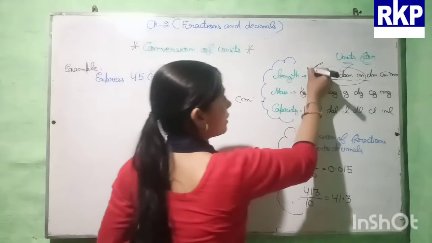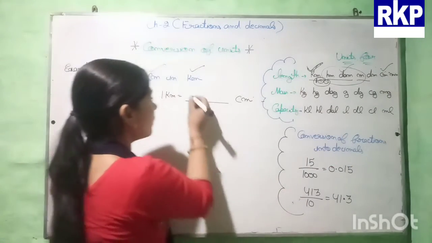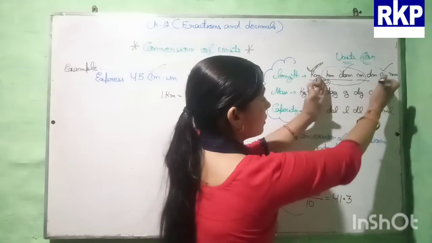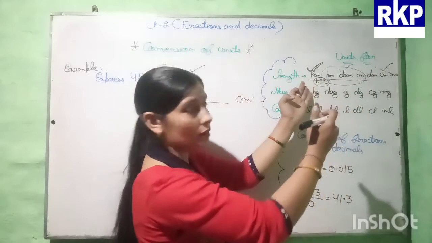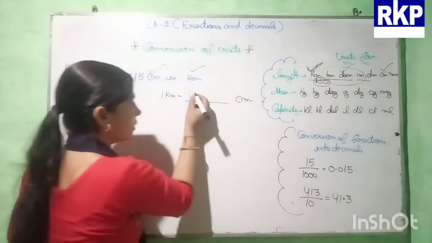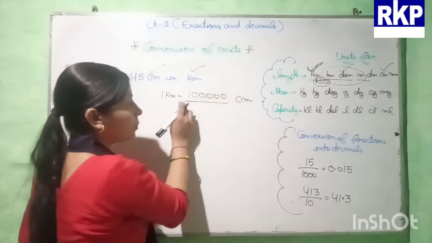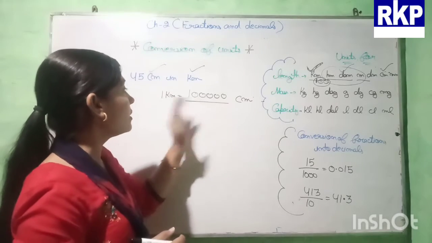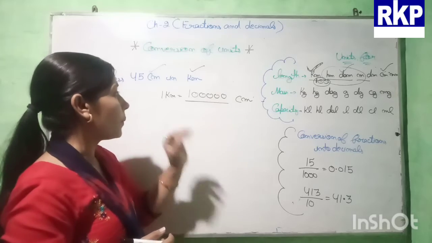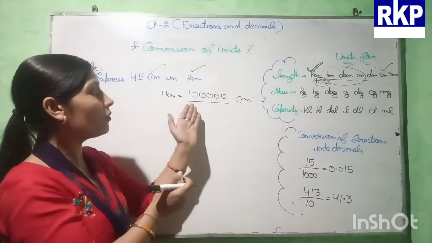Kilometer is here and centimeter is here. For kilometer we will write 1, and here we have to count the number of units after kilometer till centimeter. So 1 2 3 4 5 units are there. So here we will write 5 zeros after 1. So it means 1 kilometer is equal to 1 lakh centimeter. If we want to convert kilometer into centimeter, then we need to multiply with 1 lakh.